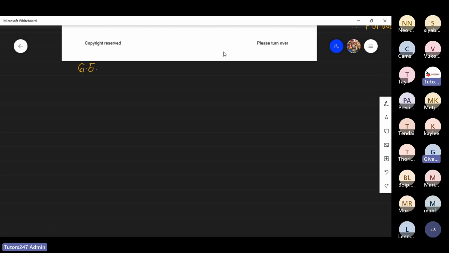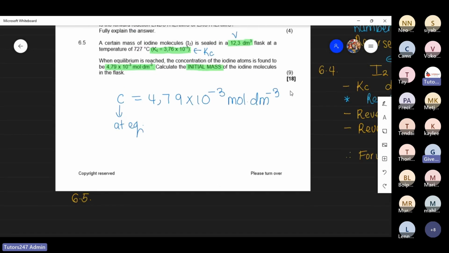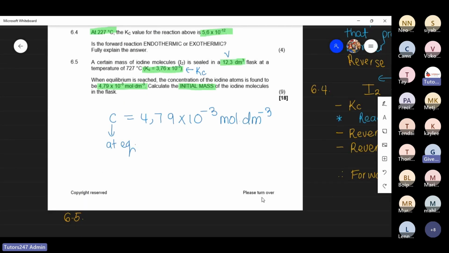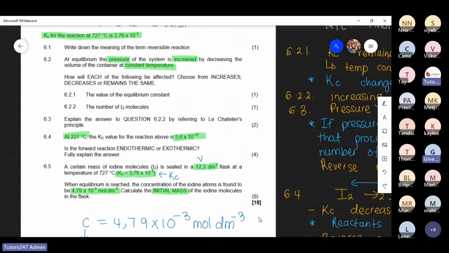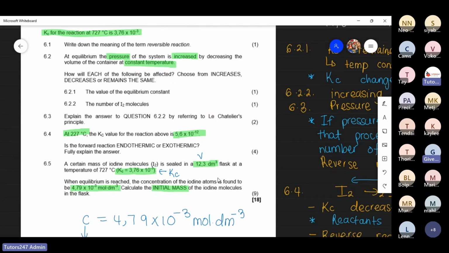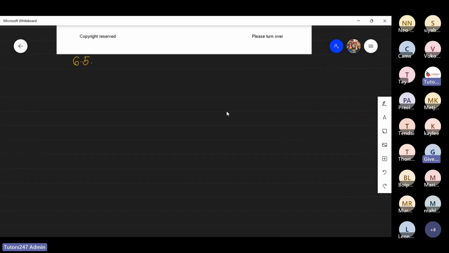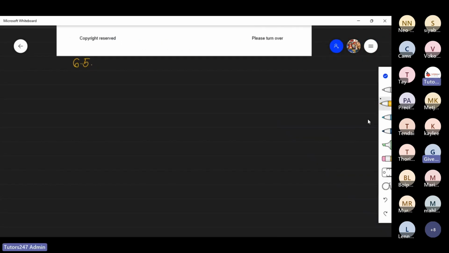Keep in mind that this question is out of 9 marks. You can see that the whole question is out of 18 marks, right? So it's 50% for theory, 50% for the Kc calculations. Most of the time, the majority of your marks will be from Kc calculations, but in this particular case, they've split it in half. So let's see, question 6.5.